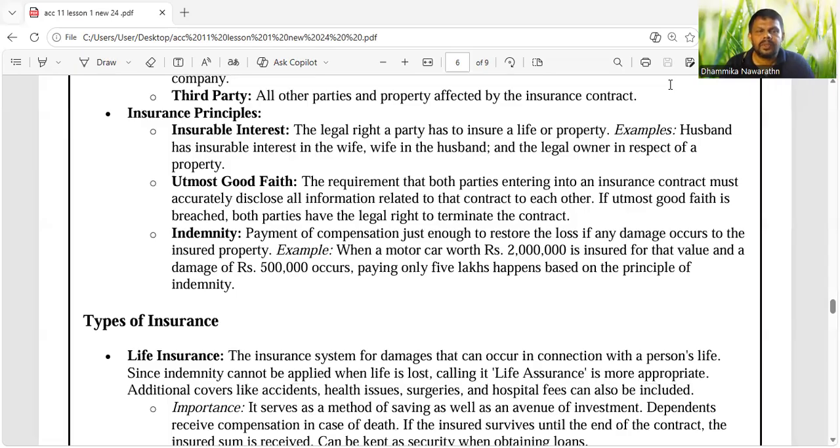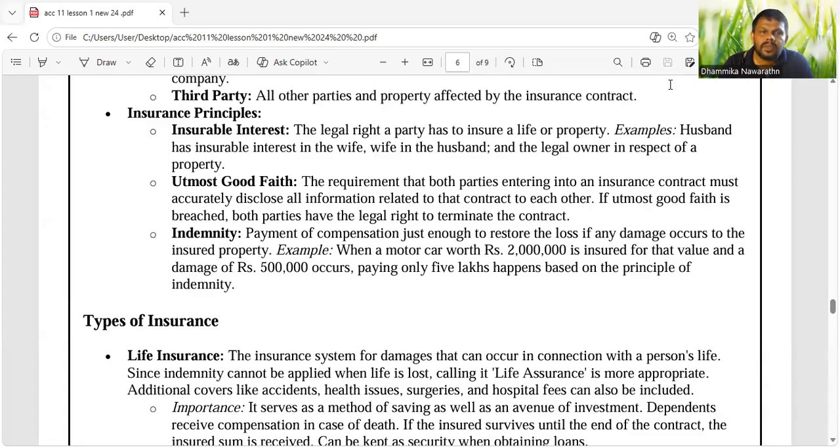Anyhow, the insurance principles are there to minimize fraud regarding insurance, because some people commit fraud regarding insurance. Therefore, to minimize these things, there are some principles. Here we are discussing three: insurable interest, utmost good faith, and indemnity.